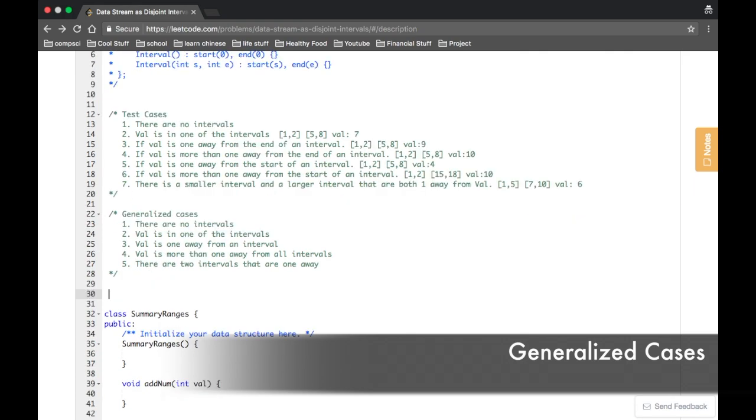Okay, so now that you have generalized cases, how do we deal with each of these cases? I'll give you 5 seconds. Basically, if you're to do this by hand, in each of these cases, what would you do? Like if there are no intervals, you'd make an interval, right? And if val is in one of the intervals, you don't do anything. What would you do in the other 3 cases?